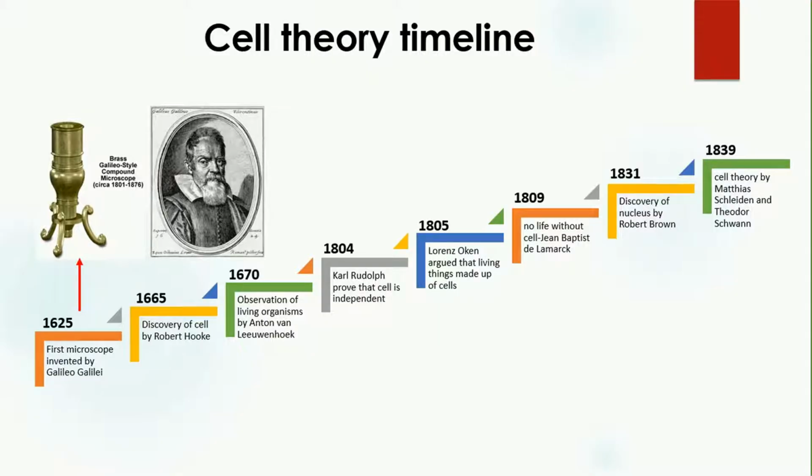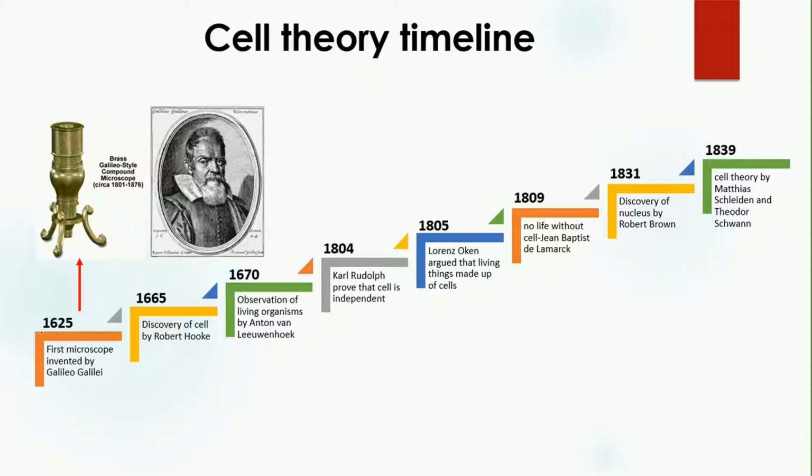Cell theory is one of the most fundamental theories in biology. It has severe consequences in all fields related to biology. So today in this video lesson we are going to study about the cell theory timeline, how different events and different discoveries helped Schleiden and Schwann to come up with the cell theory.